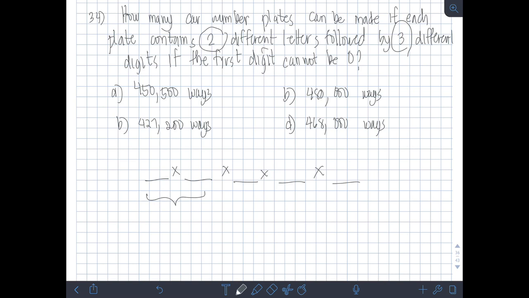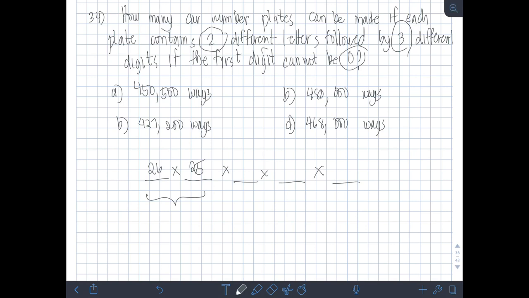So, ilan ba yung letter sa alphabet? 26. So, sulat nyo sa first line ay 26. Then, sa second line, dahil no repetition is allowed, mamiminusan nyo ng isa yung 26. So, 25 na lang. Okay? Next, na tayo sa 3 different digits. So, sa number daw. Kasi may provision na dapat yung first digit cannot be 0.